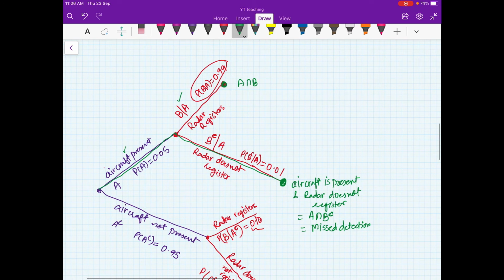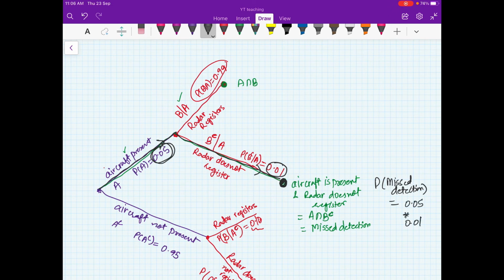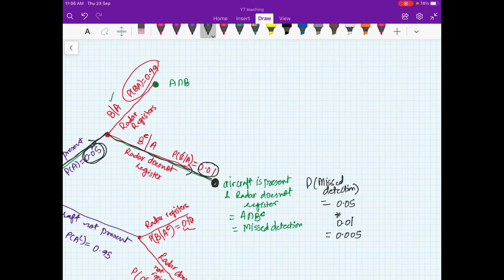Now you see how you compute it. Because you are going along this path into this path, the probability of this event will be this multiplied by this. So probability of a missed detection is equal to 0.05 into 0.01, which is 0.005. Okay, so you can also compute it like this, that this is probability of A intersection B complement.